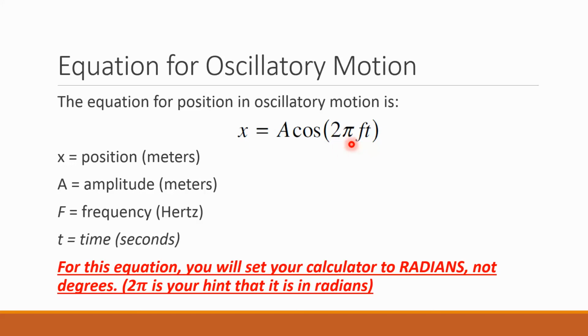Now, the 2 pi should be your hint that your calculator for these problems needs to be in radians. Anytime we have 2 pi as our angle instead of 180 degrees or something in degrees, the pi is your hint that oscillatory motion uses radians. So you would take the frequency of the spring times the time you're trying to find times 2 pi, put your calculator in radians, find the cosine of that, multiply it by the amplitude. That'll give you the position at any time of your graph.